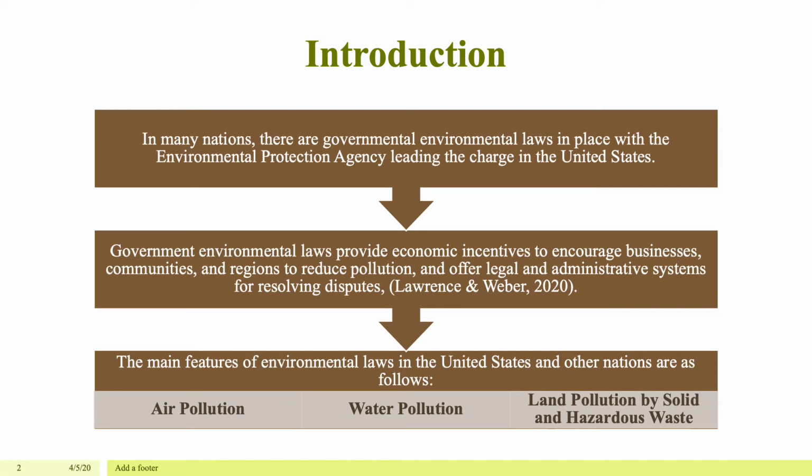In many nations, there are governmental environmental laws in place. The Environmental Protection Agency leads the charge in the United States. Government environmental laws provide economic incentives to encourage businesses, communities, and regions to reduce pollution and offer legal and administrative systems for resolving disputes. The main features of environmental laws in the United States and other nations are air, water, and land pollution.